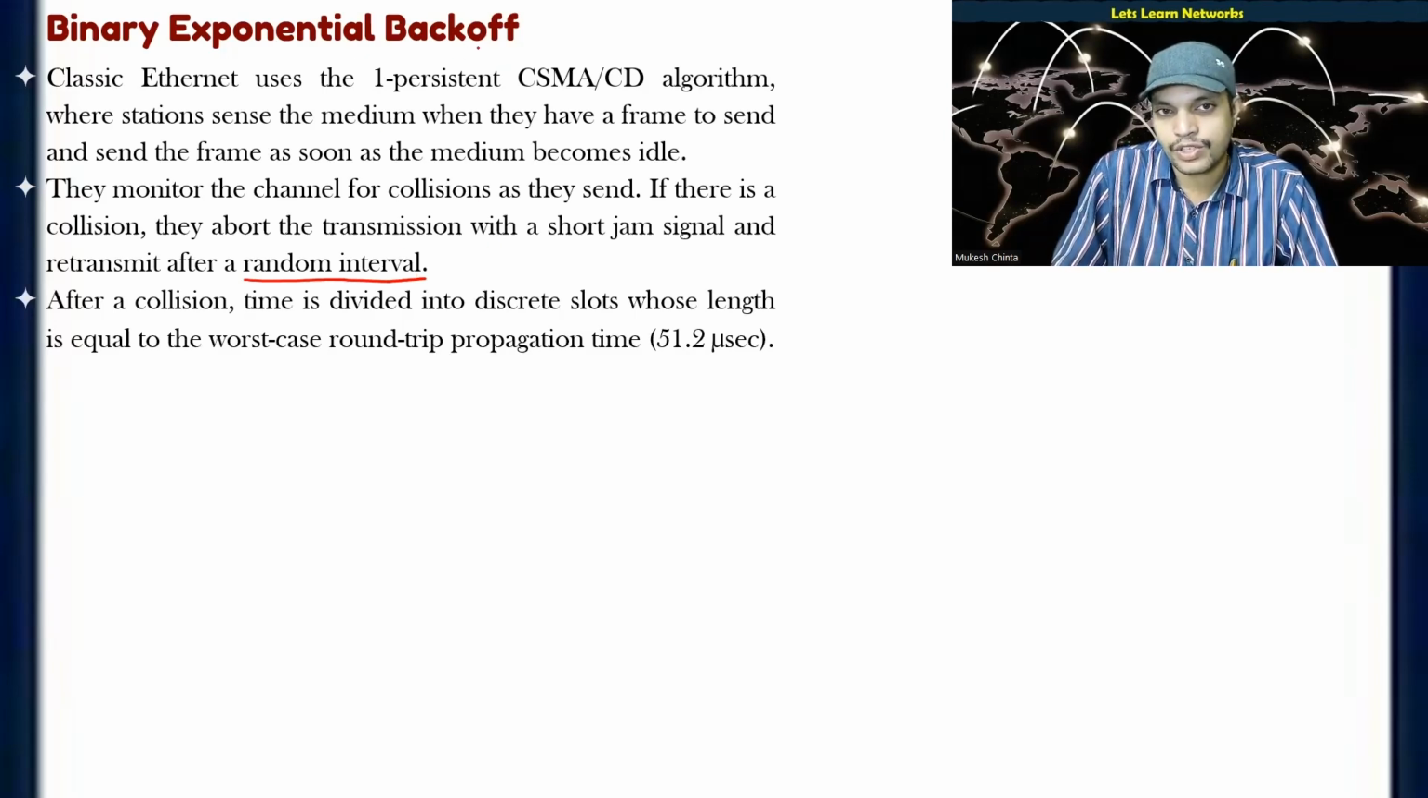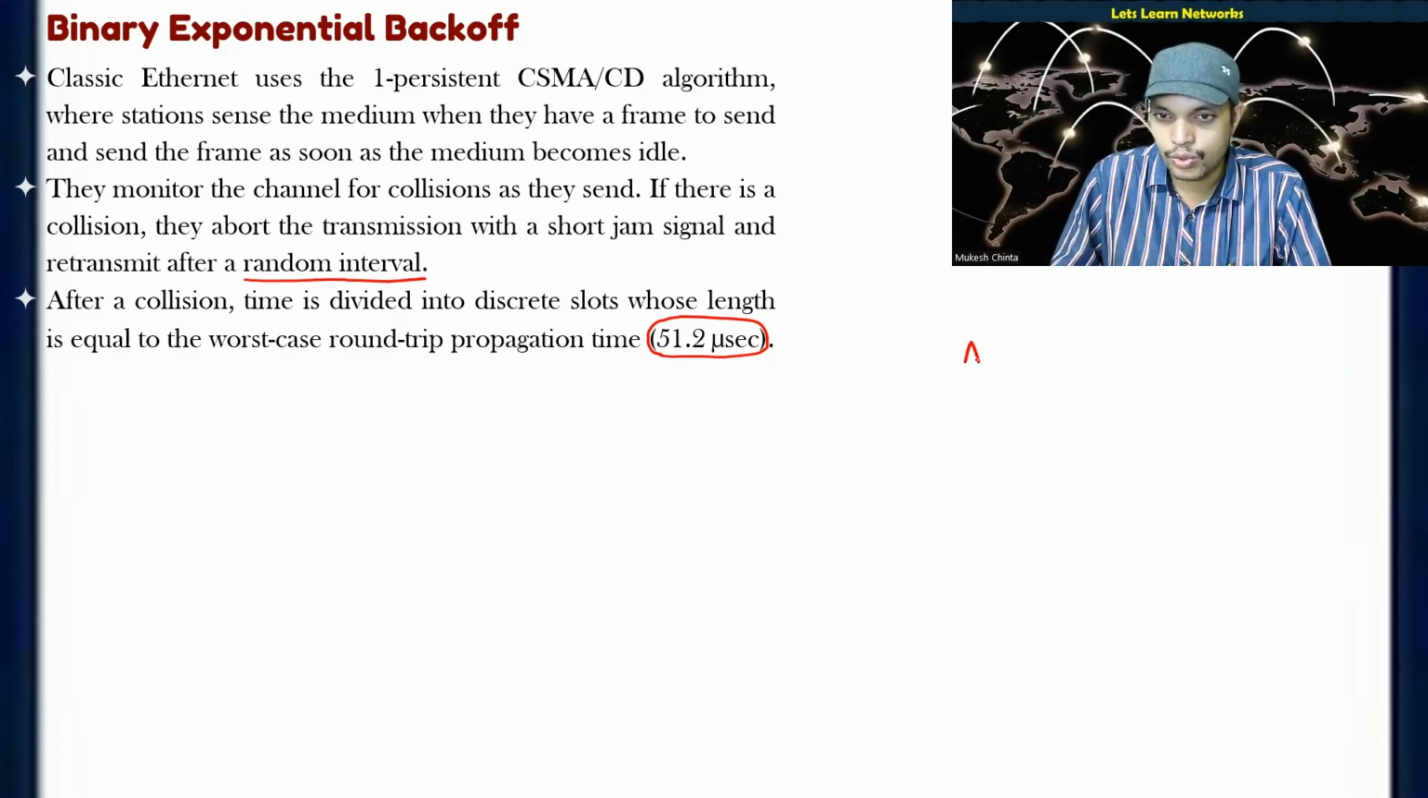This binary exponential backoff algorithm uses time slots. The time is divided into discrete slots, where each slot length is equal to the worst case round trip propagation time, which is 51.2 microseconds. Let me take a small example first, explain it, and then I will show you how this is being done. Now assume that there are two stations A and B which want to transmit data.